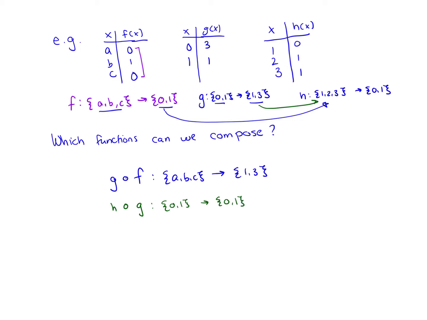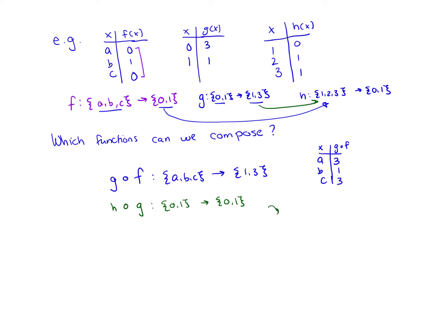So let's go ahead and write out the tables for each of these. For my function g compose f, I start with a. A gets mapped to 0 by f, and then 0 gets mapped to 3 by g. So that's going to be 3. B, c. B gets mapped to 1 by f. 1 gets mapped to 1 by g. So that's 1. And then c goes to 0. 0 goes to 3. So that's 3 as well.